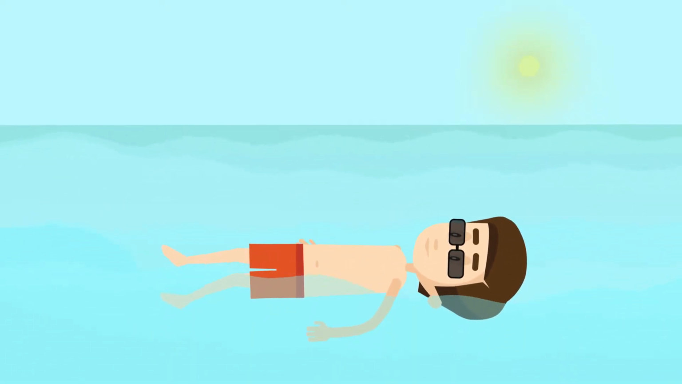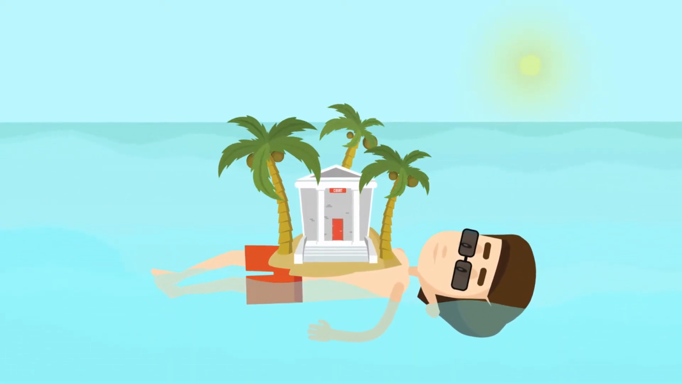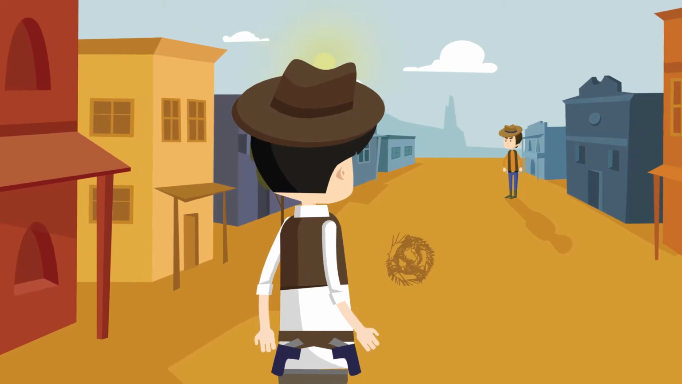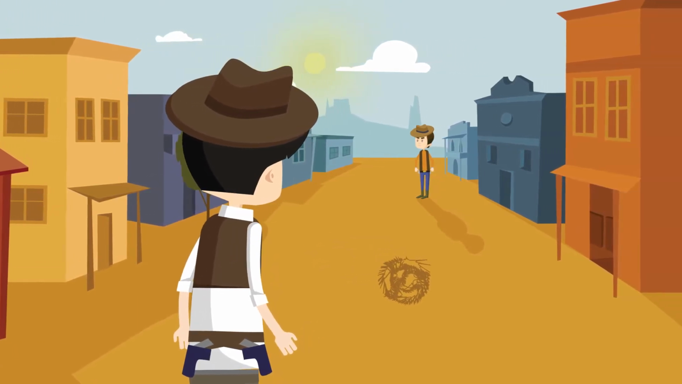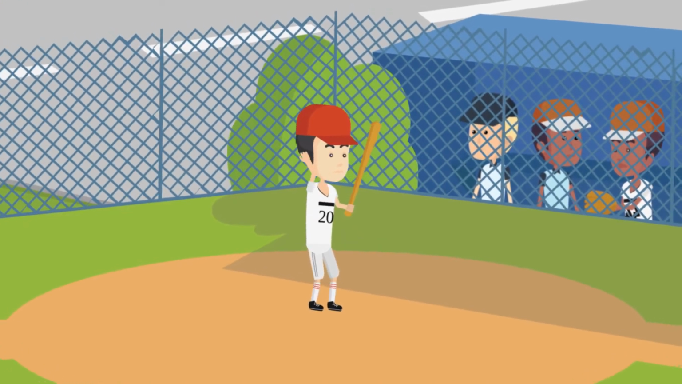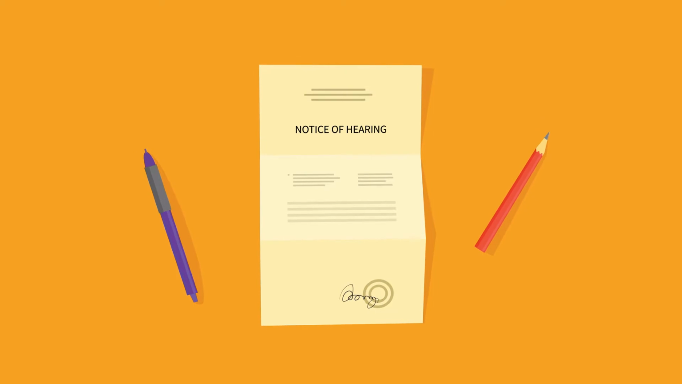No man is an island, especially when it comes to court. It takes several to tango. When you are taking pretrial action against your opponent, they must be notified. After all, if only one softball team shows up for a game, it's not really a game, is it? This notification is called a notice of hearing.